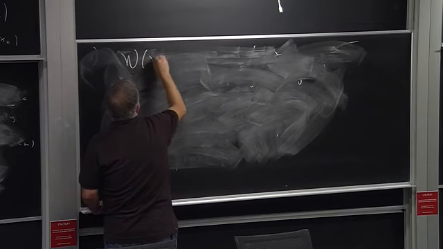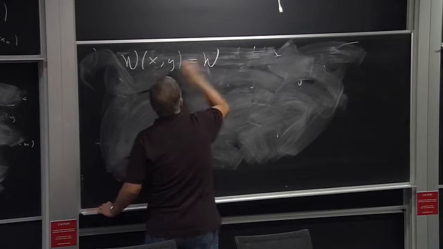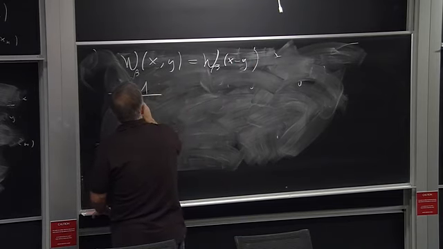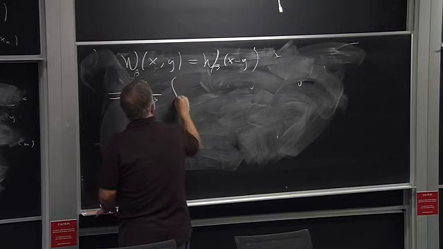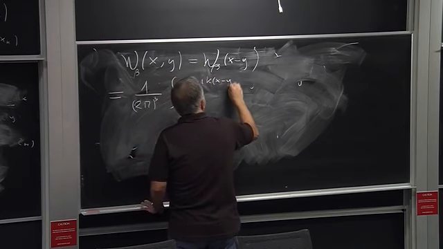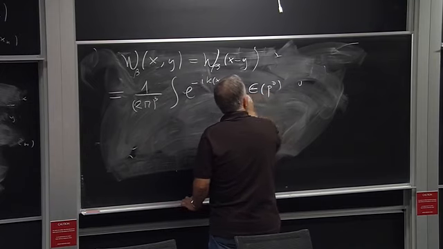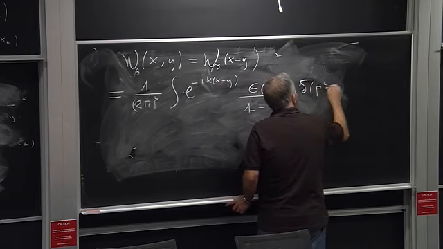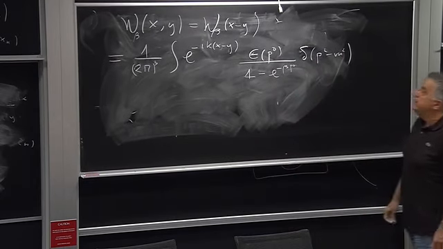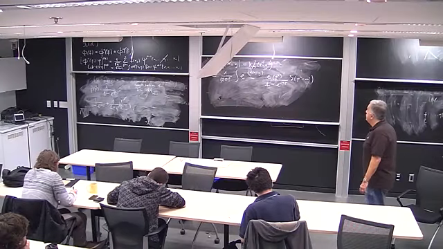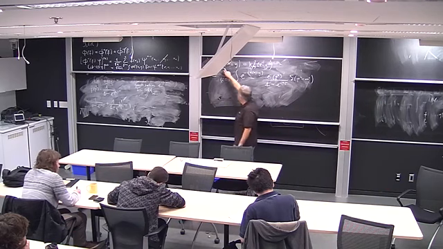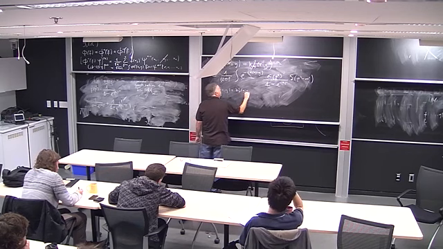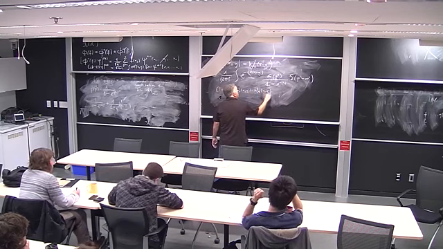W of x and y, which is indeed W beta of x minus y, equals 1 over (2 pi) cubed, integral of e to the minus i k (x minus y), epsilon of p0, over 1 minus e to the minus beta p0, delta of p squared minus m squared. This is the two-point function. You can check a posteriori that it depends on beta, but if you compute the commutator it does not, and it is the commutator we started with.